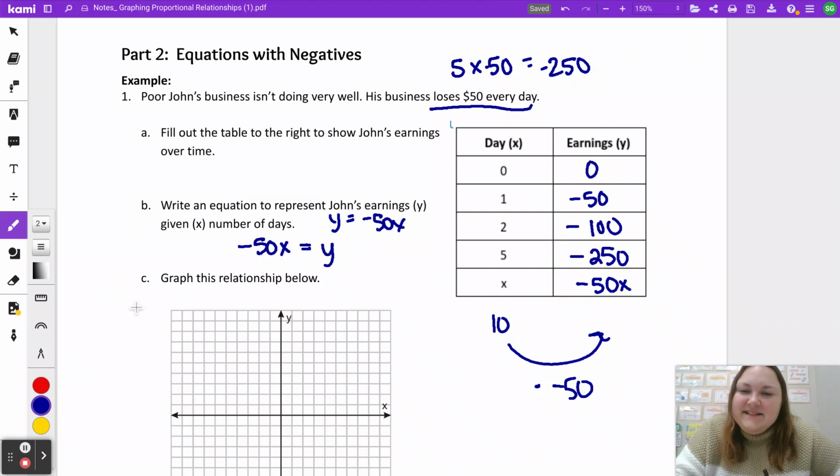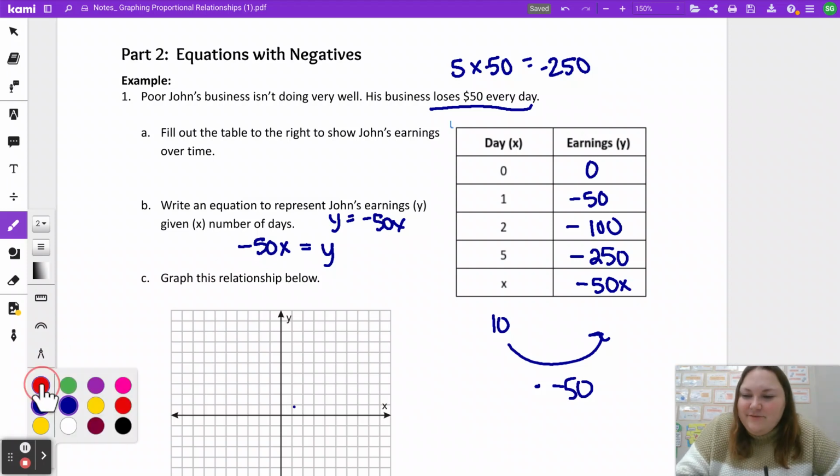This right here is the situation that we were talking about for part 2 of this lesson. I'm looking at an equation that has a negative number in it, that has a negative slope. And so how does that negative number affect our graph? That is what we are about to find out.